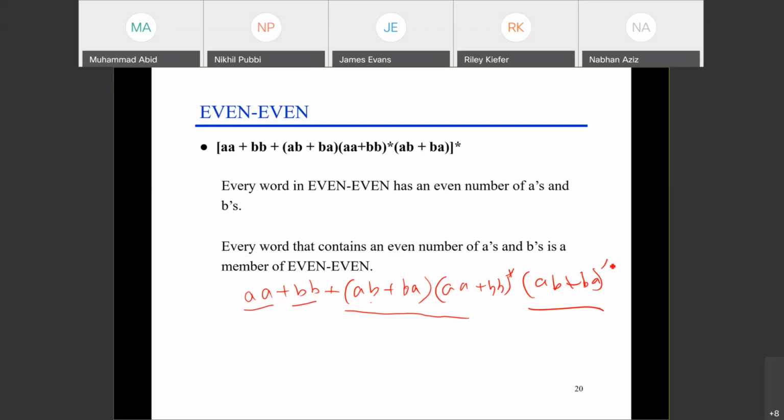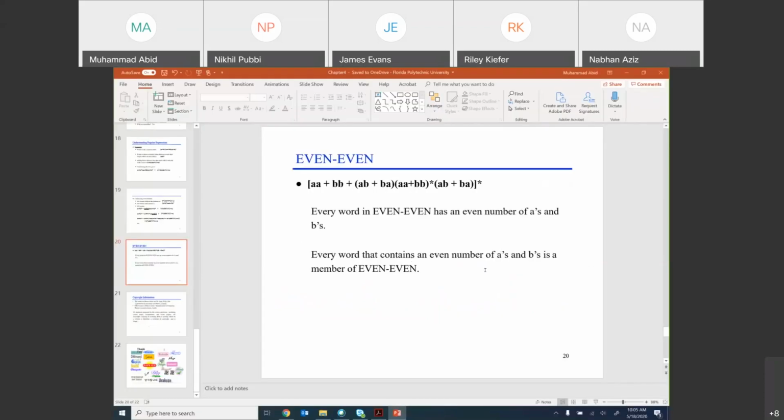And then we are saying that this whole thing, you can beef up with this thing. So A plus BB, and maybe you have lambda here, so you want to repeat this as many times as you like. So we have a star outside. Does it make sense? Yeah, that looks good. Thank you. Okay.